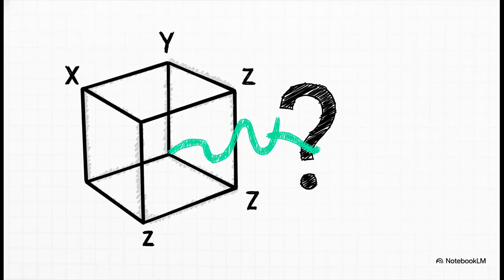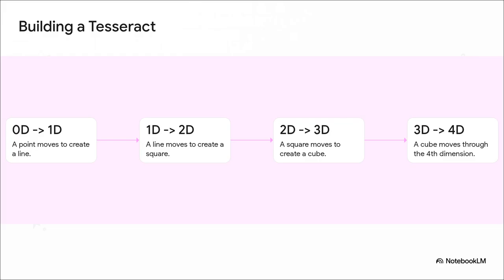So, for a minute, just forget about time. This model asks a different question. What if there was another direction you could move in? One that's completely perpendicular to up, down, left, right, and forward, backward. I know visualizing this is famously tough, but let's try to build the 4D version of a cube. You might have heard of it. It's called a tesseract.